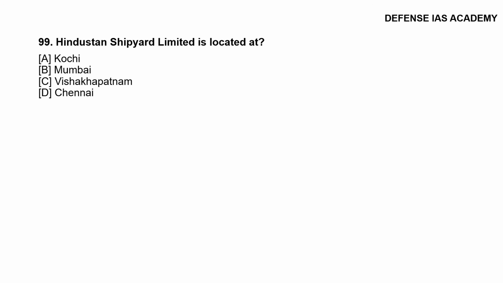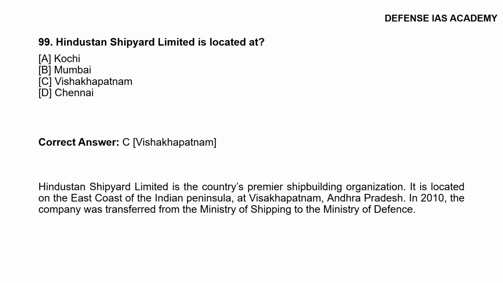Question number 99. Hindustan Shipyard Limited is located at, the correct answer is option C, Visakhapatnam. The Hindustan Shipyard Limited is the country's premier shipbuilding organization. It is located on the east coast of the Indian peninsula at Visakhapatnam, Andhra Pradesh. In 2010, the company was transferred from the Ministry of Shipping to the Ministry of Defense.